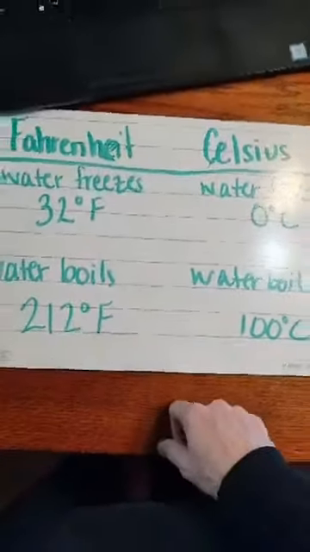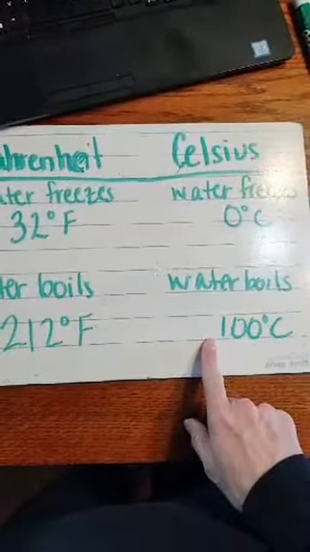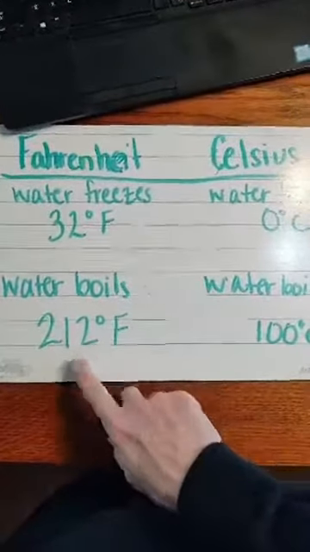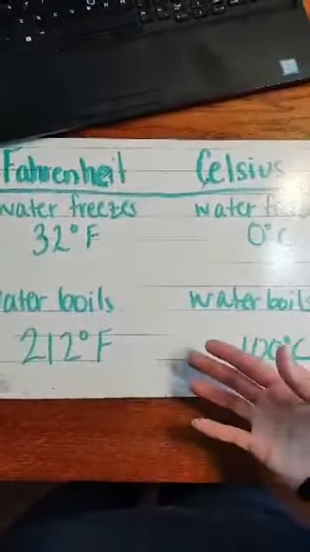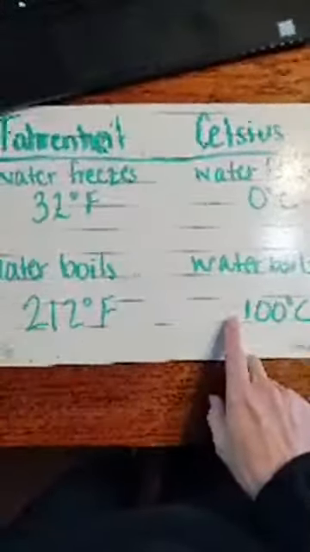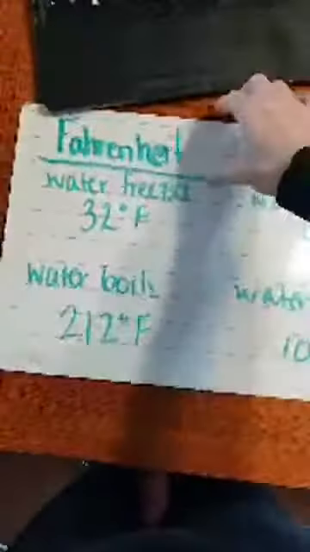Okay, so now when does water boil? Celsius boils at 100 degrees Celsius, and it boils at 212 degrees Fahrenheit is when it boils. So again, if that water is boiling and we stick those two thermometers in there, my Celsius one will say 100 and my Fahrenheit one will say 212.